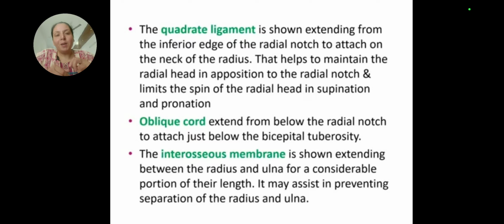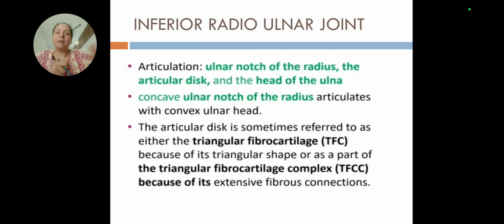Fine. And there is an oblique cord which extends from the radial notch and goes up to the radial tuberosity. Fine. Then there is an interosseous membrane which is shown extending between the radius and the ulna, and this is basically preventing the separation of the radius and ulna.